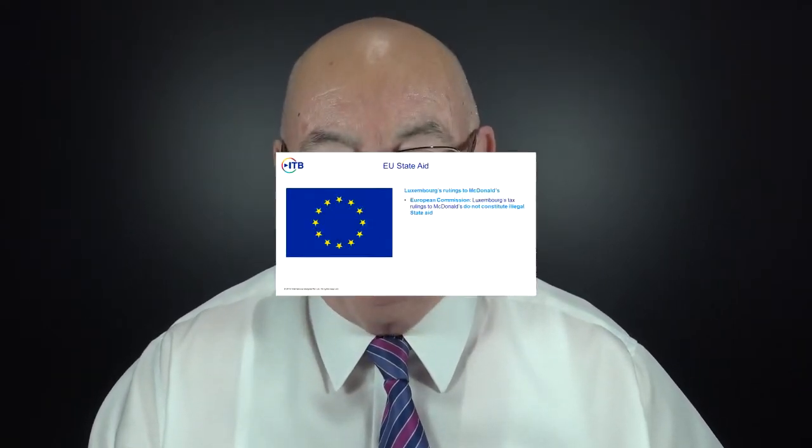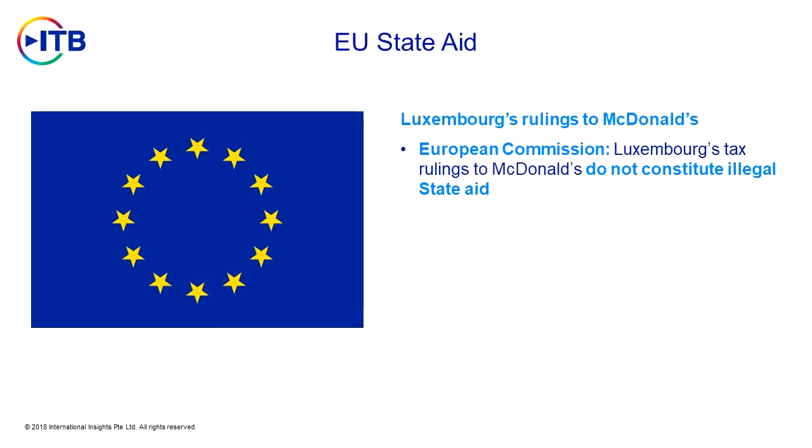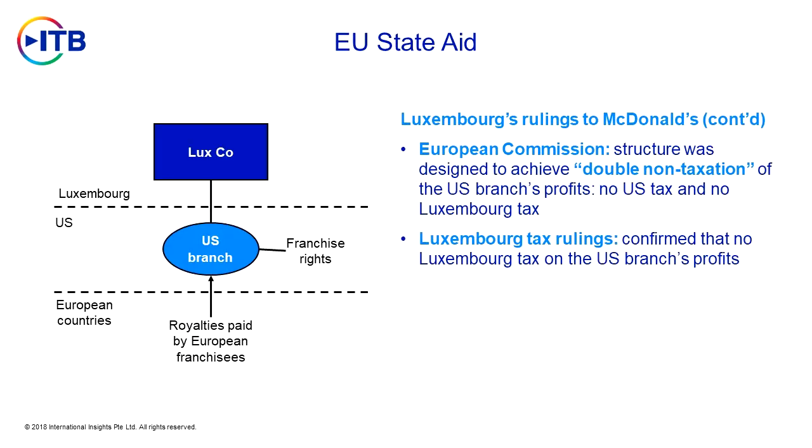Well, Luxembourg and McDonald's have won. The European Commission has concluded that Luxembourg's tax rulings to McDonald's do not constitute illegal state aid. Here's a quick reminder of the structure. A Luxembourg resident company within the McDonald's group, Luxco, has a branch in the US. Franchise rights were acquired by Luxco and allocated to the US branch. Franchisees throughout Europe paid royalties to the US branch.